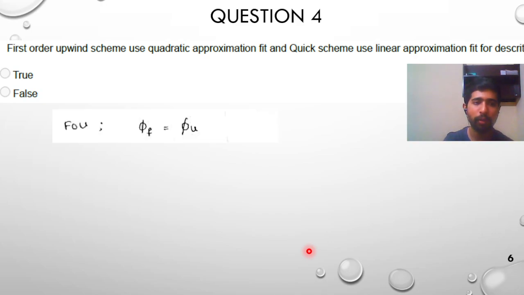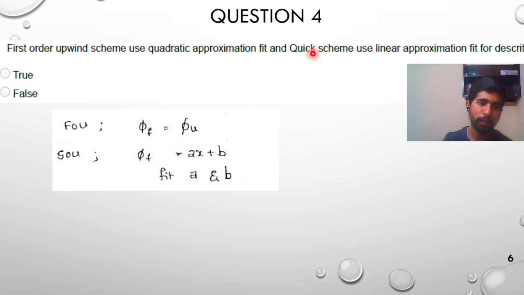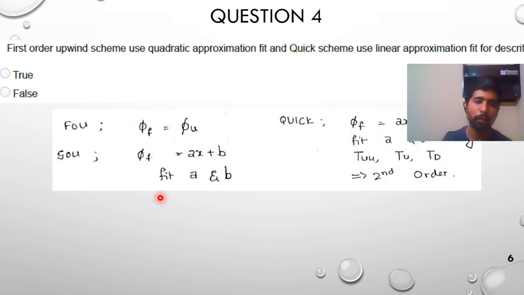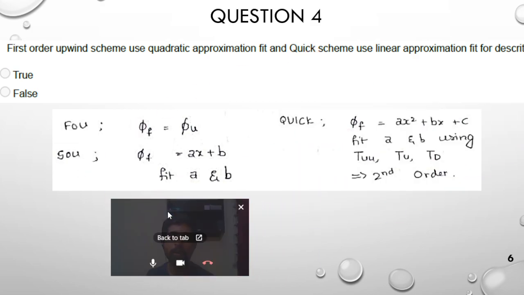Yeah, it should be false, right? Because in first order approximation you are just taking the value of the variable at the face to be just the upstream point. This is basic, this is not a quadratic approximation. Quadratic approximation you do in the QUICK scheme. Okay, that is what I have written here.